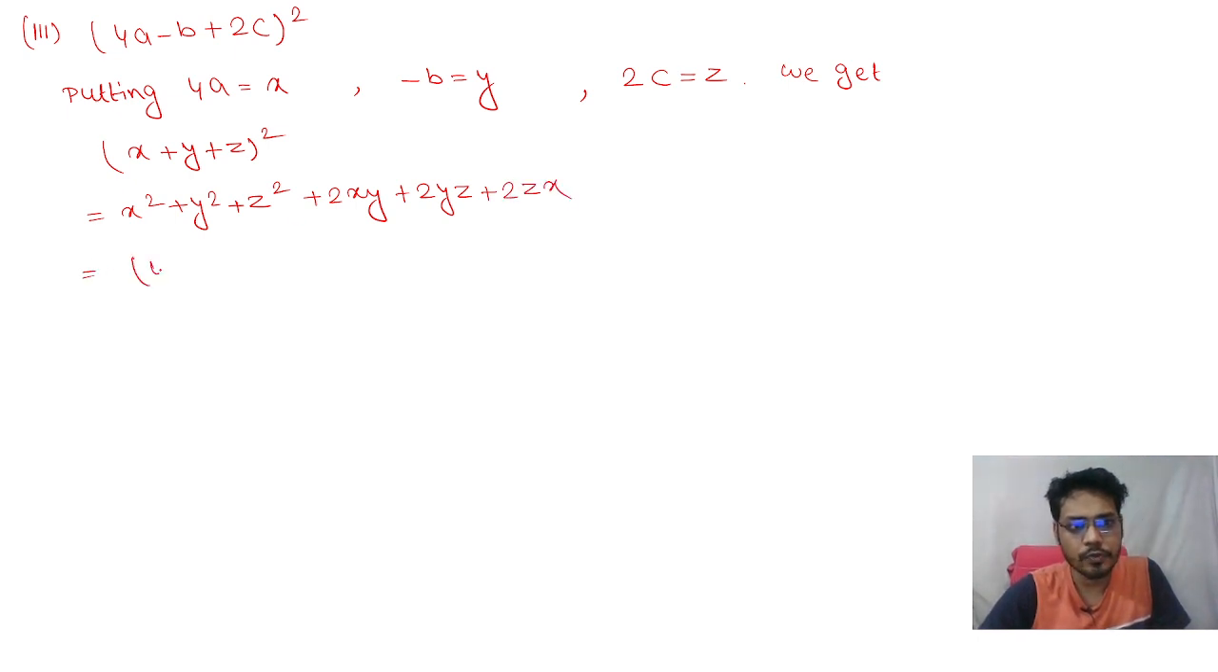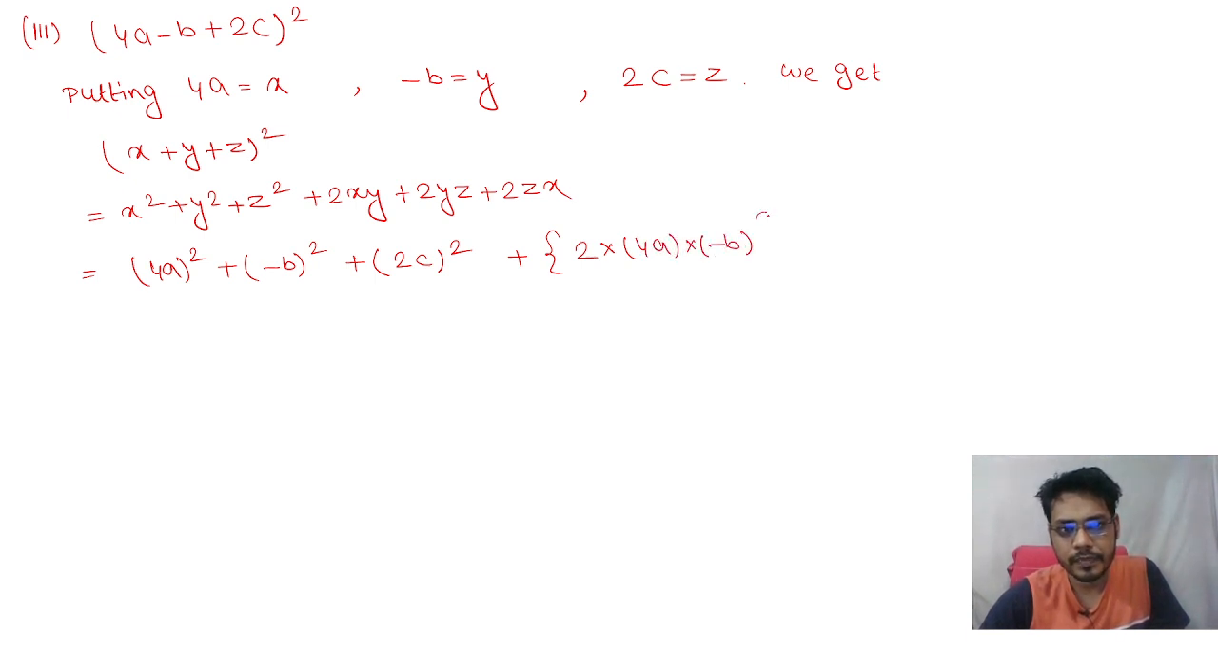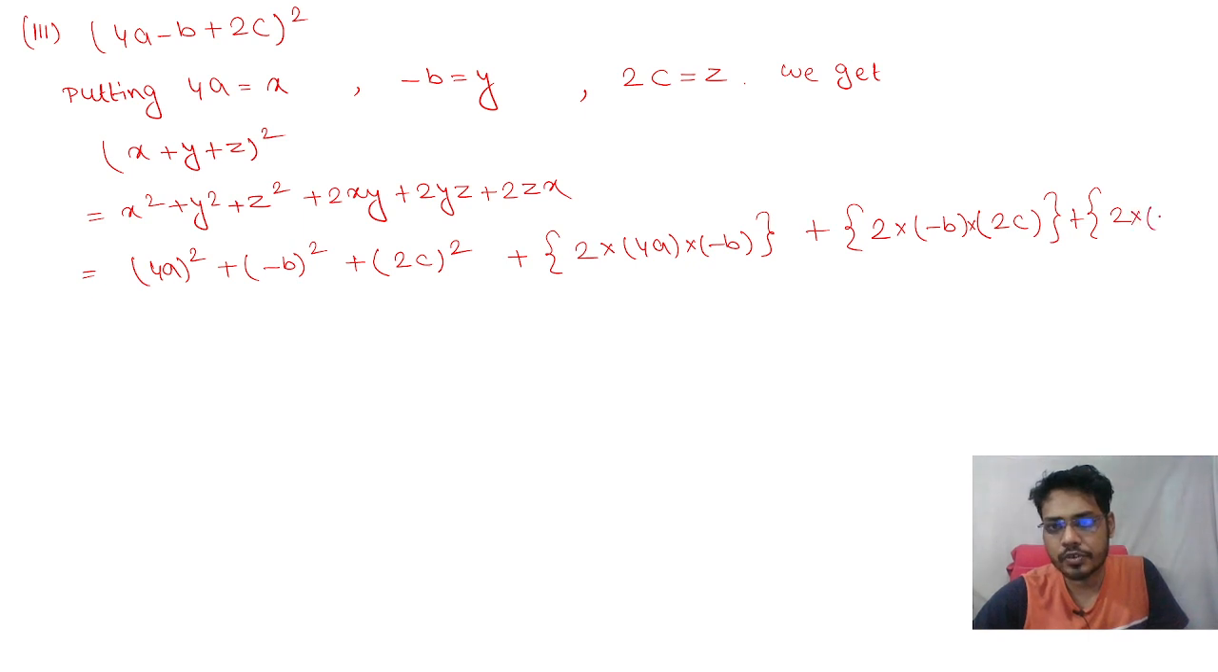Here x is 4a, so 4a its whole square, plus y is minus b whole square, plus z is 2c whole square, plus 2 into x into y, x is 4a, y is minus b, plus 2yz, y is minus b, z is 2c, plus 2 into zx, z is 2c, x is 4a.